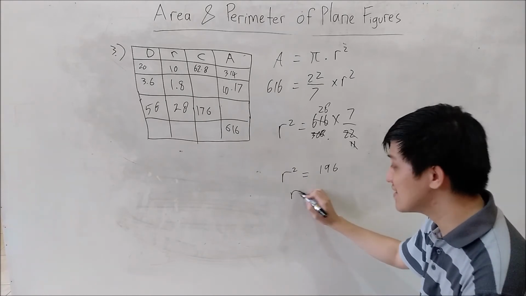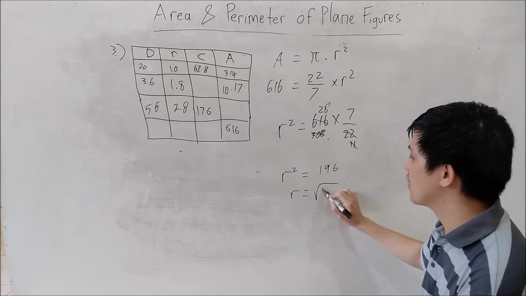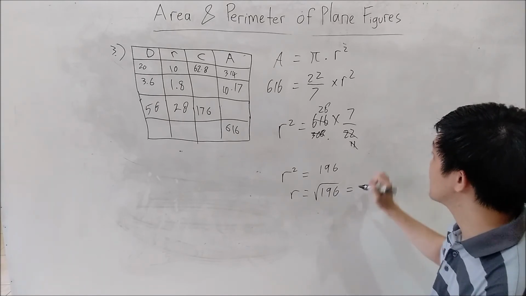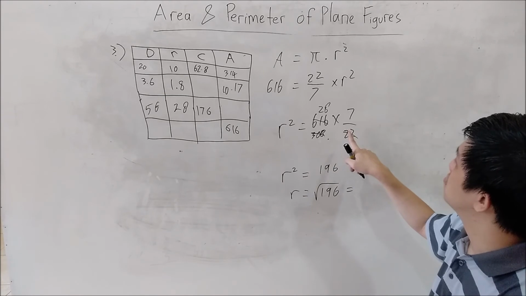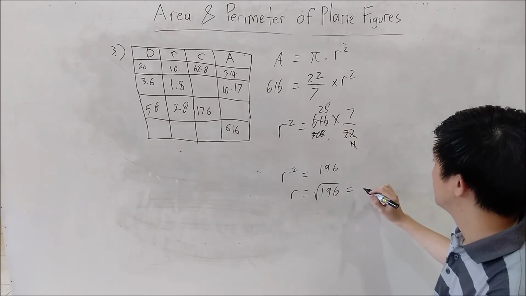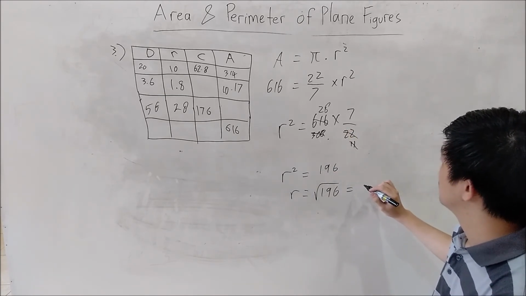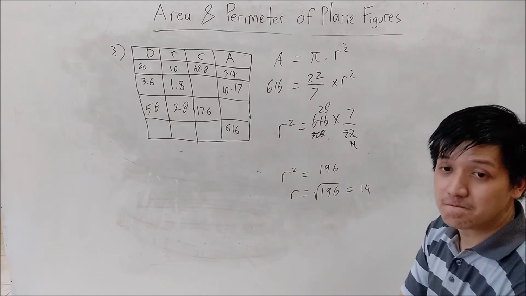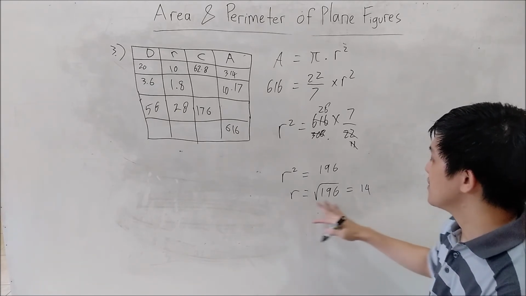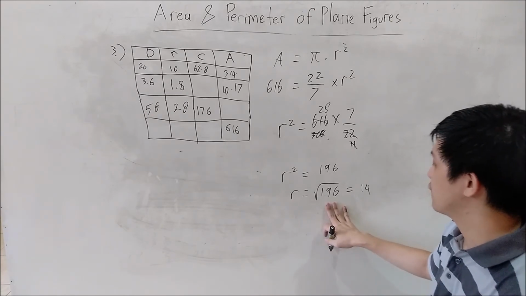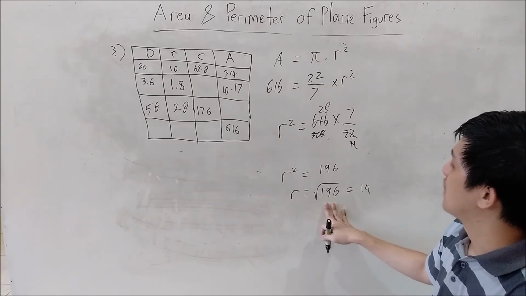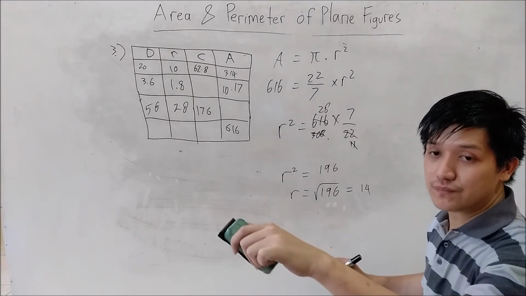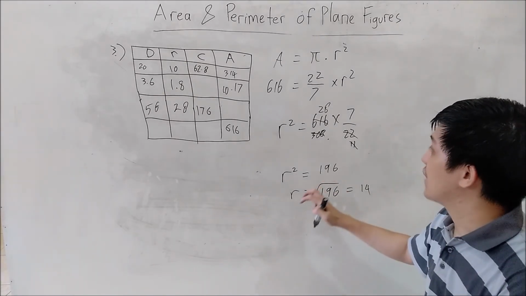So the radius itself will be square root of 19.6, which is 7 times 4, 7 times 14, right? So the radius itself will be the square root of 19.6, which is 14. So that's how you get the radius.